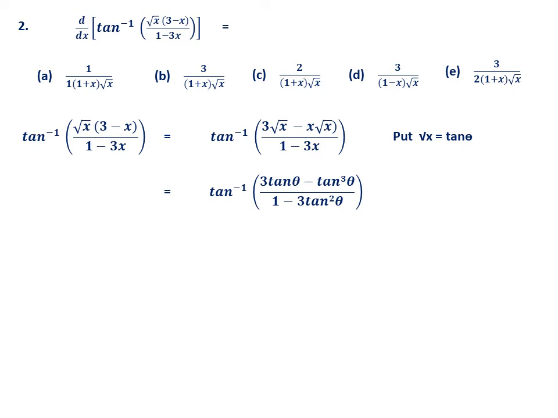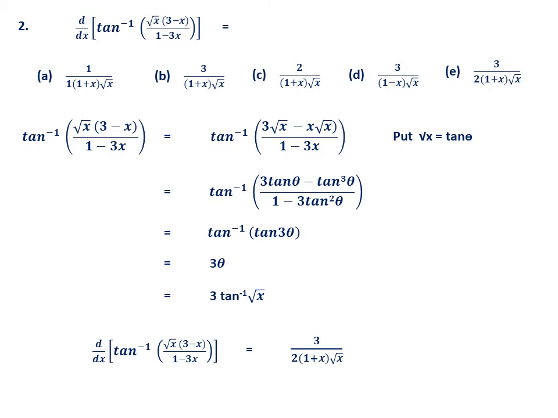Therefore this will be 3 tan theta minus tan cube theta by 1 minus 3 tan square theta, because x root x is tan cube theta. That you have to observe carefully, because root x is tan theta. So now if you know the formula, it is tan inverse of tan 3 theta. So this converts to 3 theta, which is nothing but 3 tan inverse root x. Now you know how to differentiate tan inverse x. It is 1 by 1 plus x square. But here it is tan inverse root x, so you have to use the chain rule.